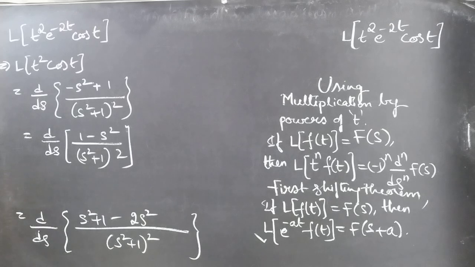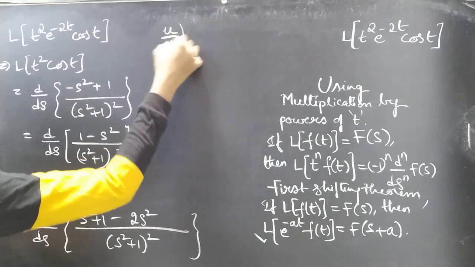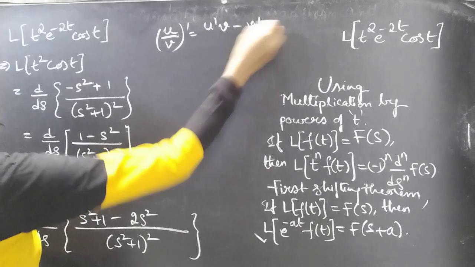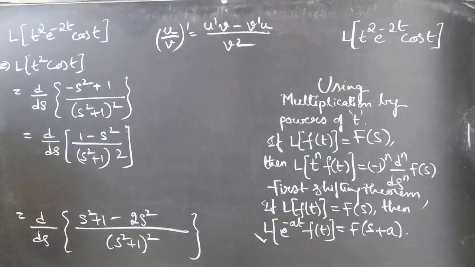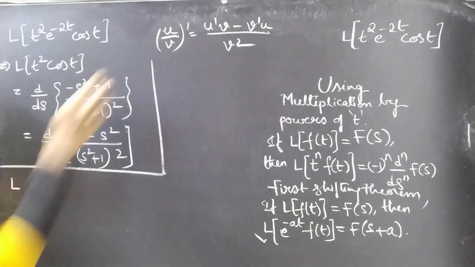Instead of applying uv whole dash, we can also apply the u by v whole dash formula, which is u dash v minus v dash u by v square. Okay, let's see what we'll get by applying this formula.